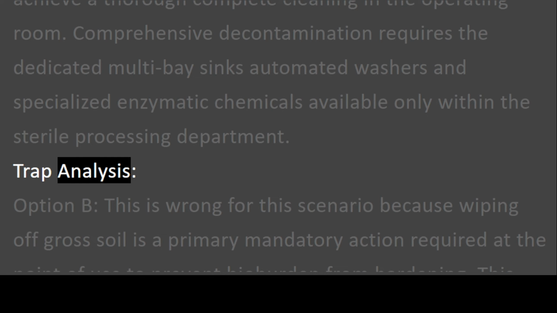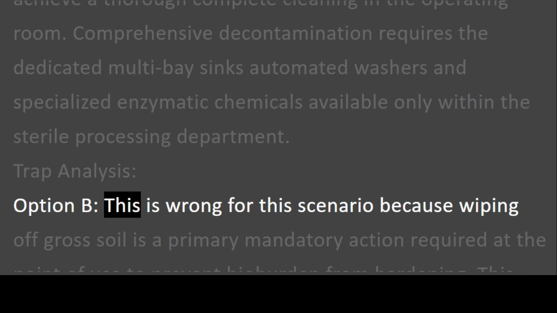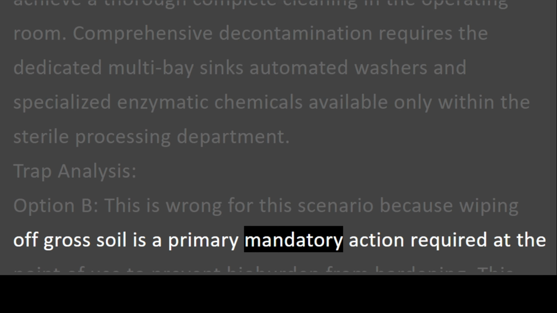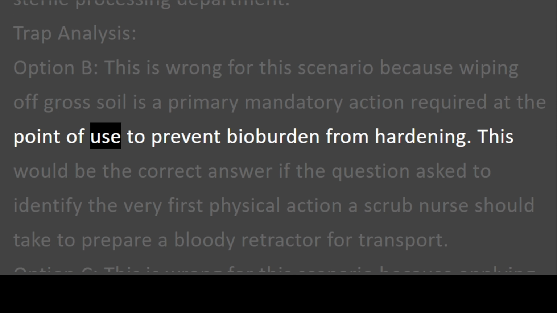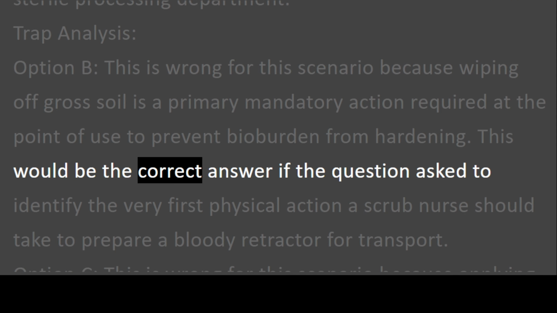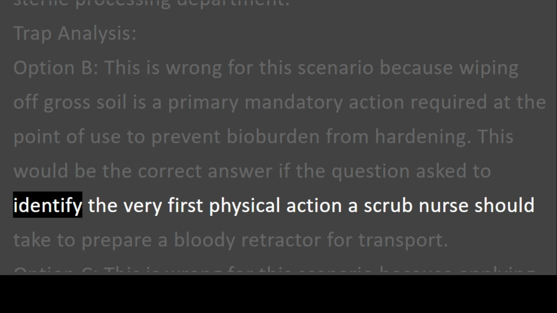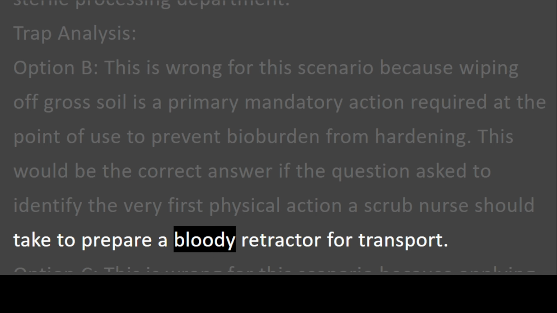Trap analysis. Option B. This is wrong for this scenario because wiping off gross soil is a primary mandatory action required at the point of use to prevent bioburden from hardening. This would be the correct answer if the question asked to identify the very first physical action a scrub nurse should take to prepare a bloody retractor for transport.